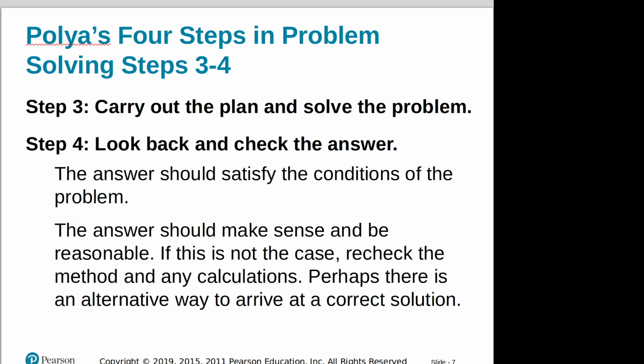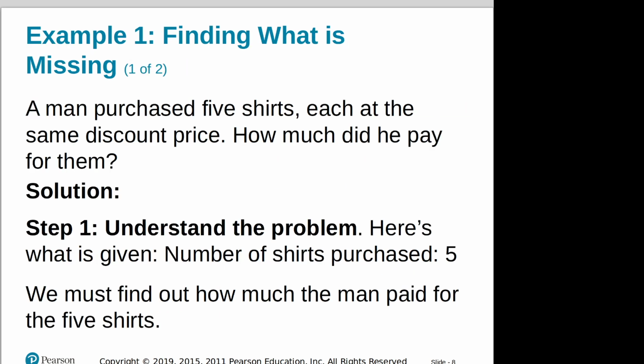All right, we're going to go through a couple examples, and then I'll do more examples based off the questions that people have with the homework on this. So, a man purchases 5 shirts, each at the same discounted price. How much did he pay for them?